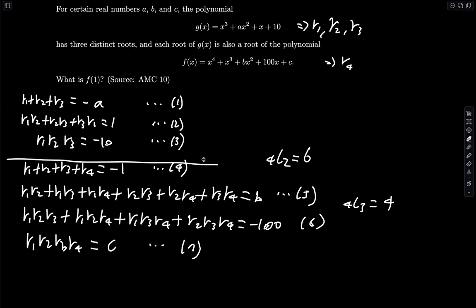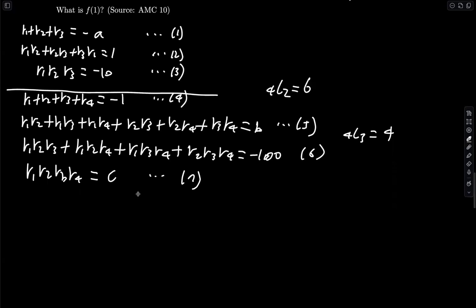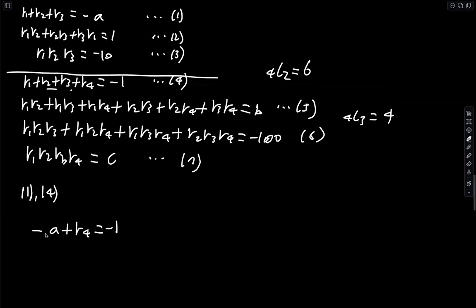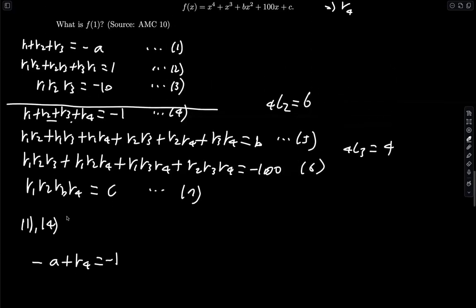Now looking at this, I think we can try and do something from here. Notice that when we look at our first and fourth equation, we can see that both of the equations have r sub 1, r sub 2, and r sub 3. So let's just substitute it. So let's say that this is equal to -a. So -a plus r sub 4 is equal to -1. That's the first equation that we get with first and fourth equation.